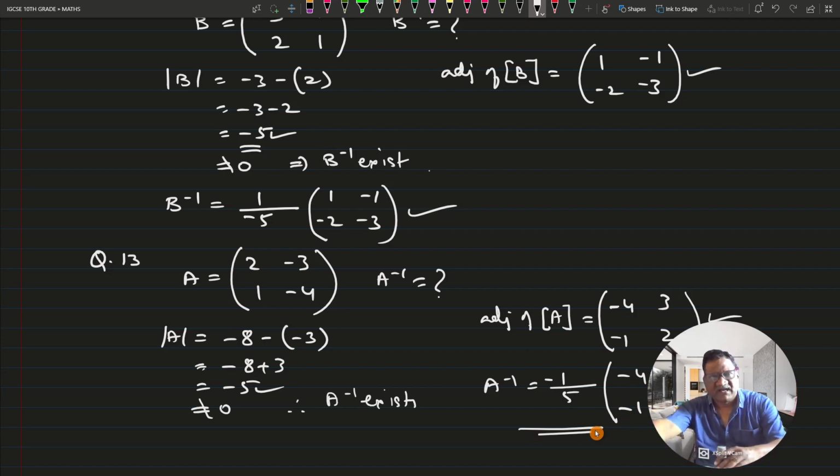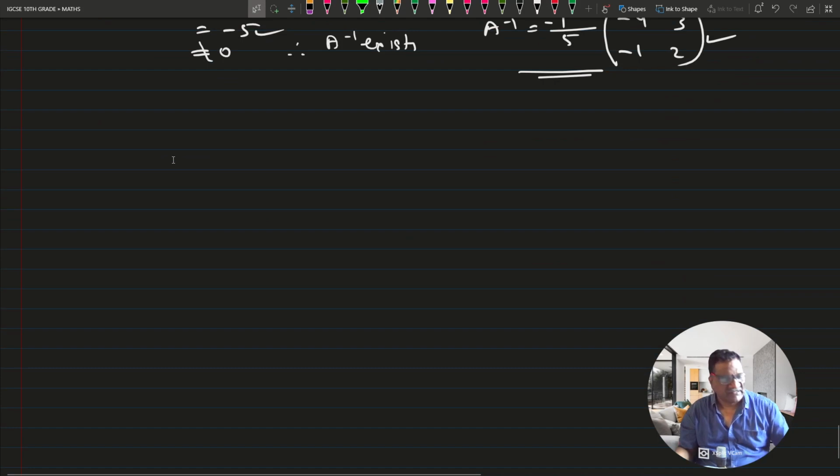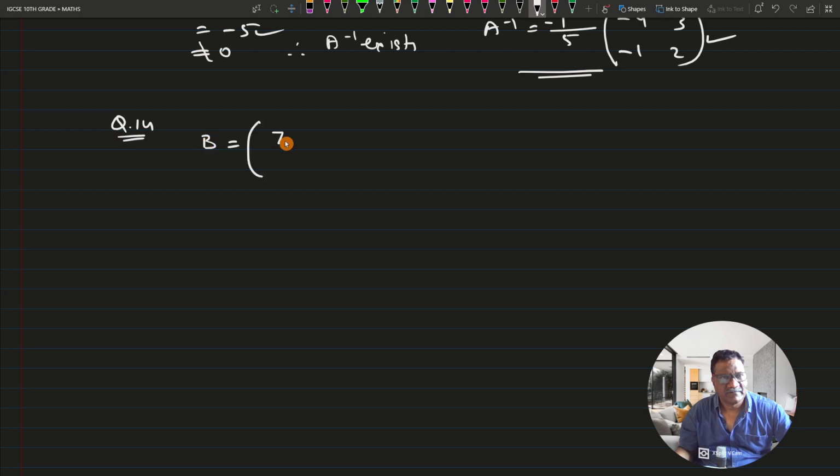And let us check the answer for this. The answer for the 13th one is minus 1 by 5 times minus 4, 3, minus 1 and 2. So it's absolutely correct. Now, let us go for question number 14. Question number 14. Let the matrix B be equal to 7, 0, minus 5 and 1. Now, you have to find B inverse.